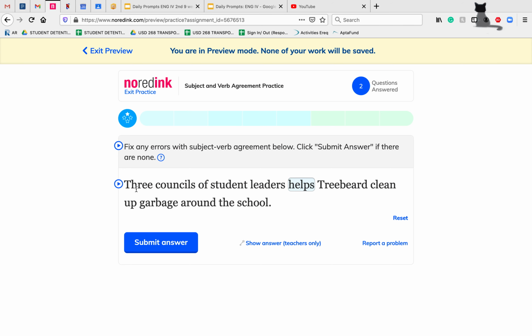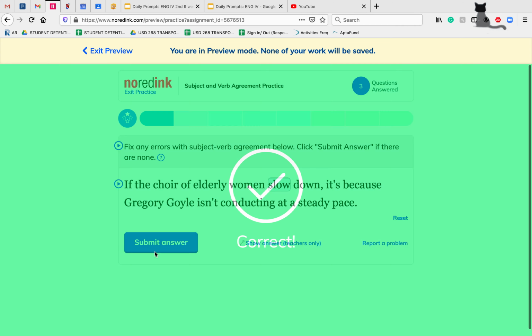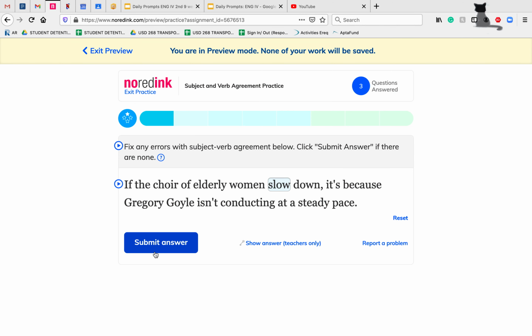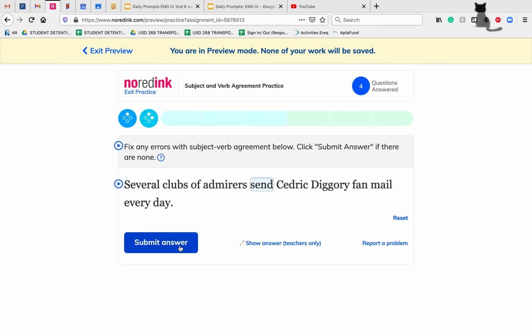Now here we have three councils, so that's plural, of student leaders help. Okay, we don't want to fall in that S trap, so here's our plural verb, just use help, not helps. If the choir of elderly women, so one choir, so we want the singular verb, slows down. Several clubs, meaning we have multiple, so we want a plural verb, which we actually already have here with the word send. So on this one, we don't need to make any changes.